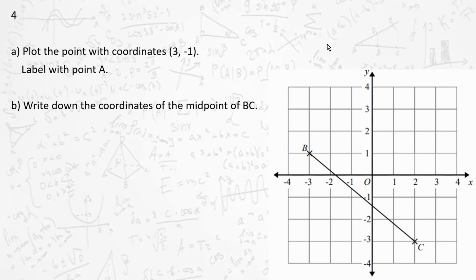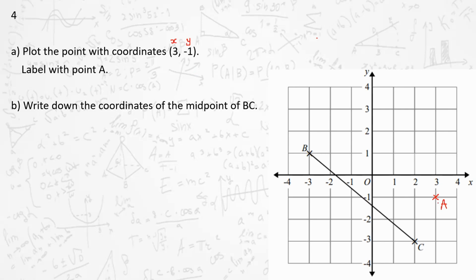Question 4. Plot the point with coordinates 3, minus 1. So x is 3, y is minus 1. Label with point A. So go to our graph. X equals 3, y equals minus 1. It's here, down below. So this will be our point A.